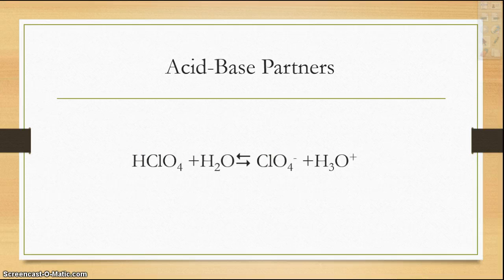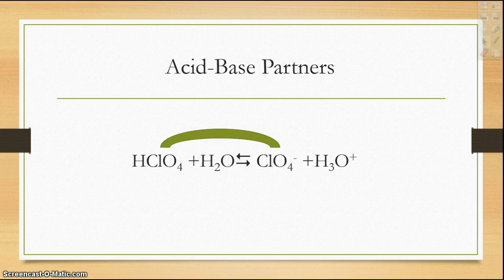So let's look at one more reaction. Here we have perchloric acid reacting with water to form the perchlorate ion and a really important ion which we haven't talked about, called the hydronium ion. To go from HClO4 to ClO4 minus, what happened? Hopefully you can see it loses a hydrogen ion, so it must have donated a hydrogen ion. And going the reverse direction, it has to accept a hydrogen ion.